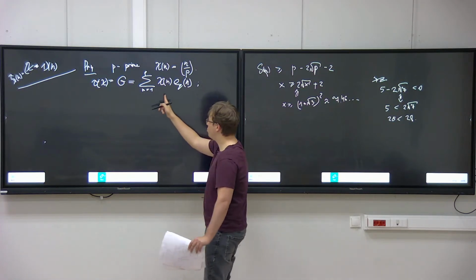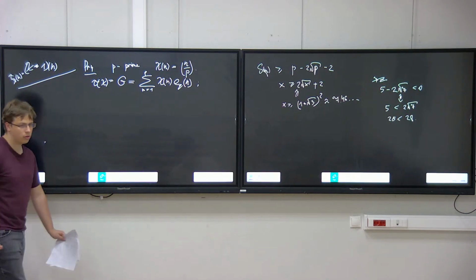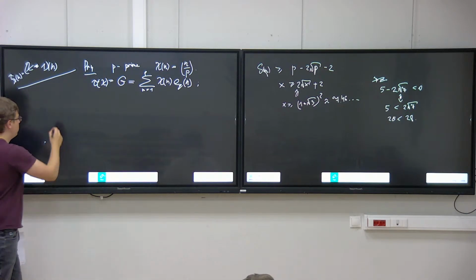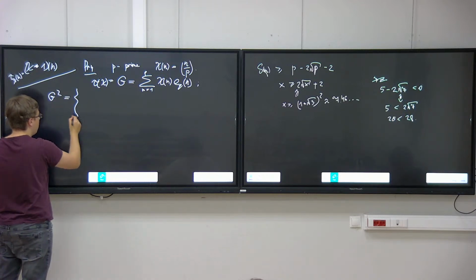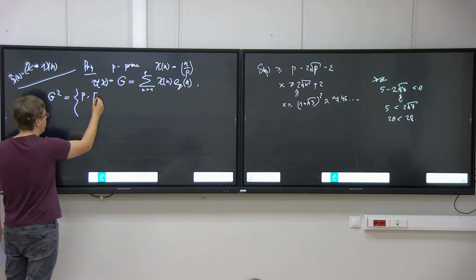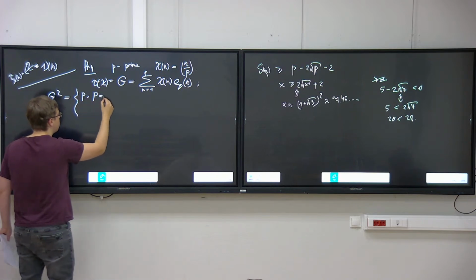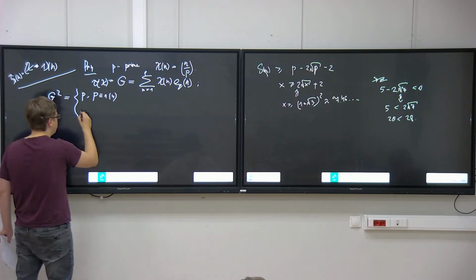Okay, and we want to compute such a sum. We know that... What do we know? We know that g squared is p if p is 1 modulo 4. And we know that it is minus p otherwise.